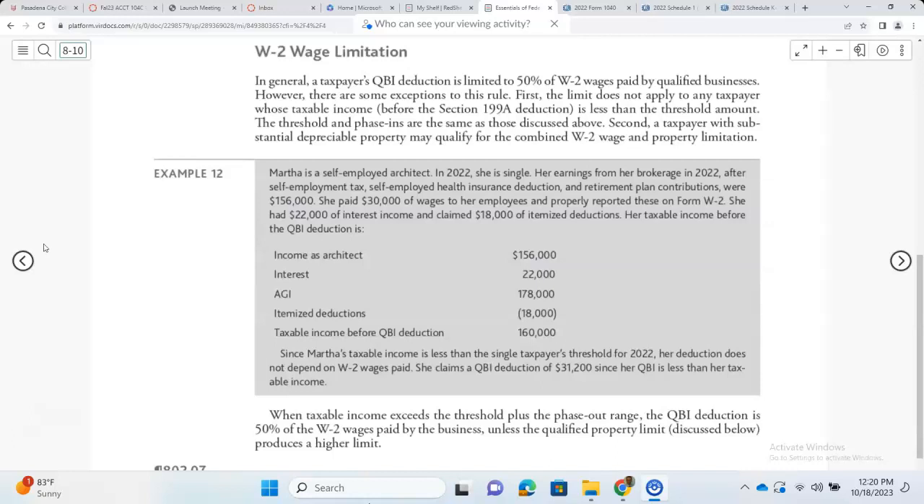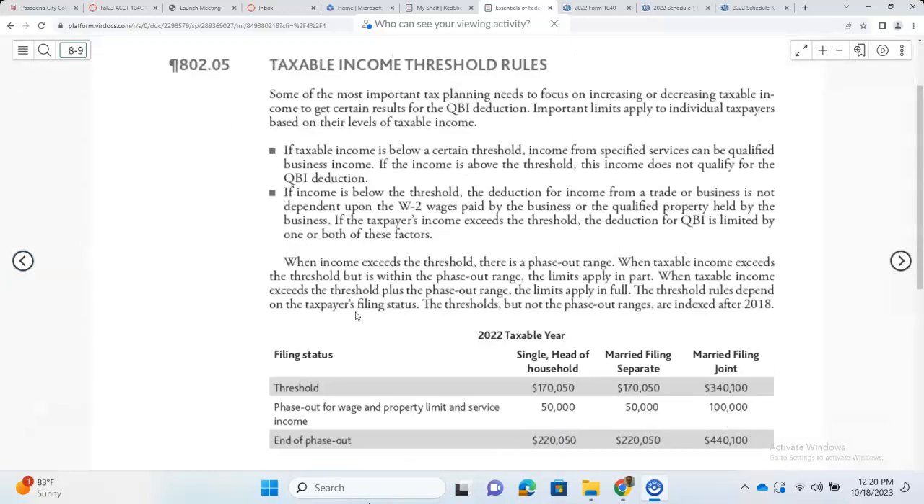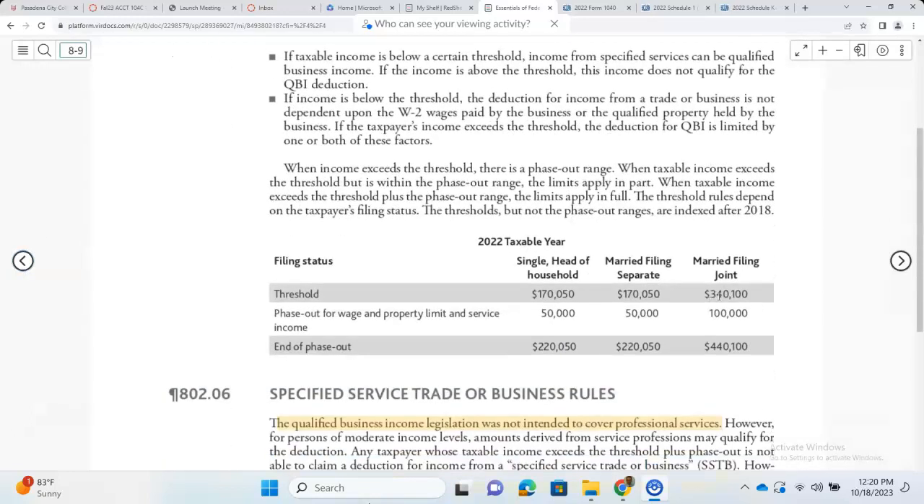Where was that threshold? Below that threshold. So if you keep your income below that threshold, as a small business, they let you use QBI.